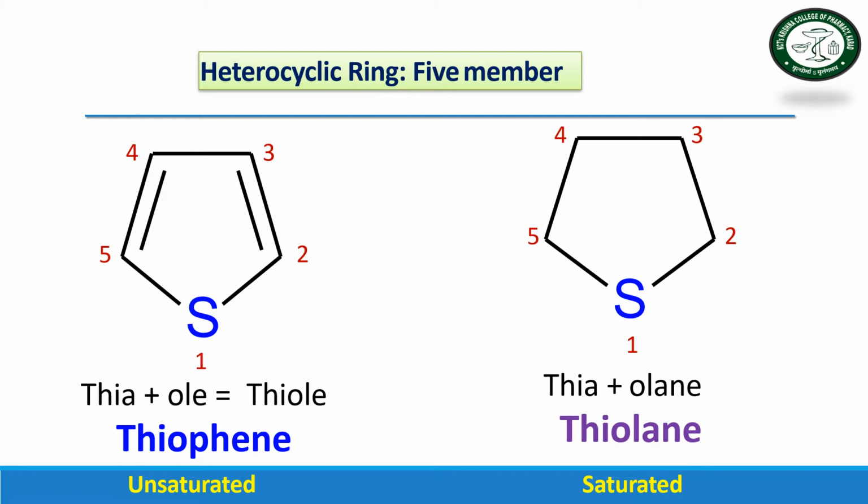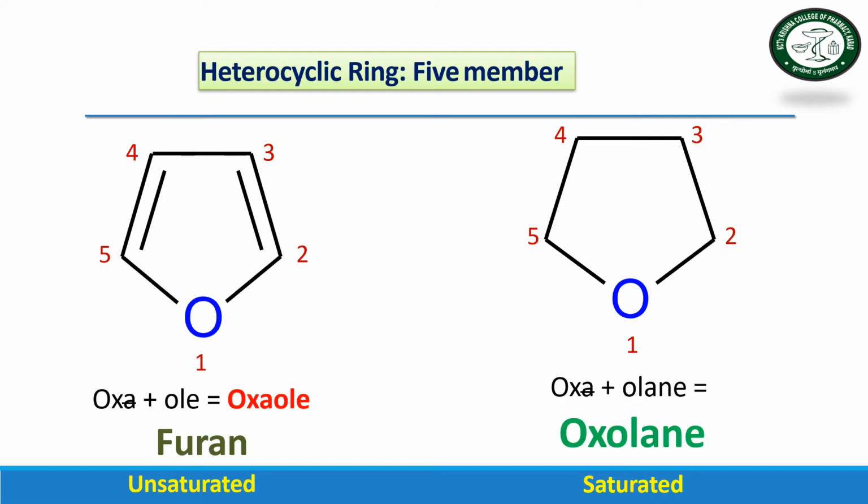What about saturated? With the presence of the heteroatom thio and the absence of double bonds, we call it thiolane. So very important: first, saturated or unsaturated, then what is the type of ring, a 5-membered ring or 6-membered ring, and what is the heteroatom present in that ring, which is very easy to write. So this is the next structure.